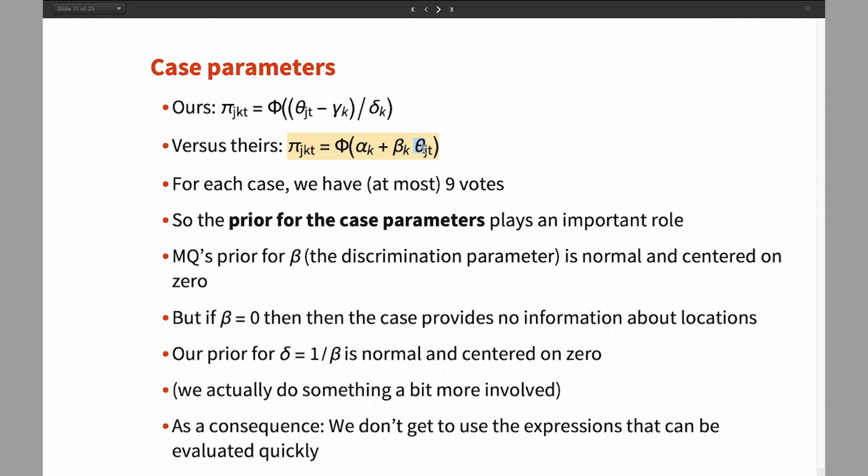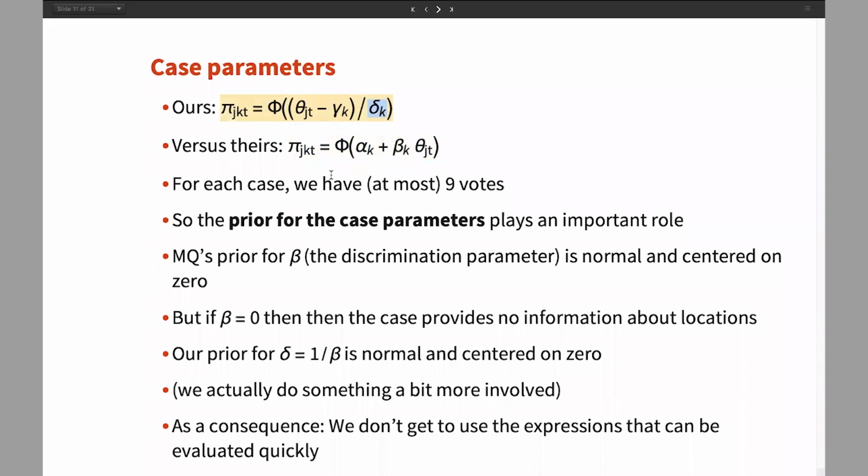And my understanding is they're still doing the same thing. Well, they could do other things. And that's part of what we're doing. So in our parameterization, it's somewhat different.